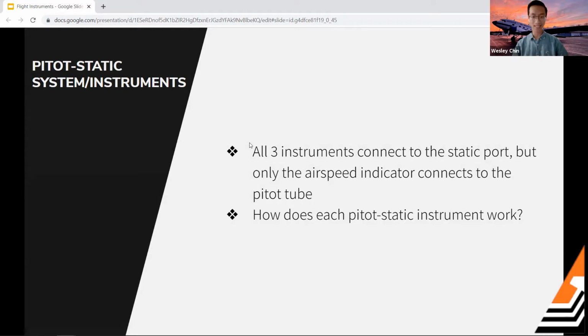Sweet. Now that we've discussed the basics of the system, let's dive into how each pitot-static instrument actually works. If you're preparing for a private checkride or a written exam, you're not going to need to know in too much detail how to explain each instrument. We'll talk about what you need to know and what you don't need to know, because there's a lot of stuff in the books that is good to know, but you're not necessarily going to have to memorize.